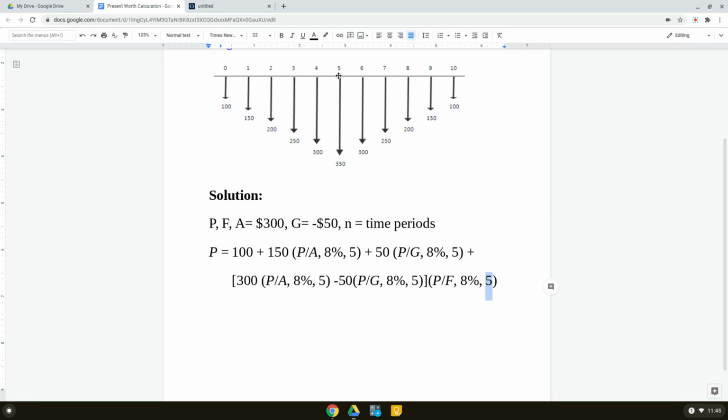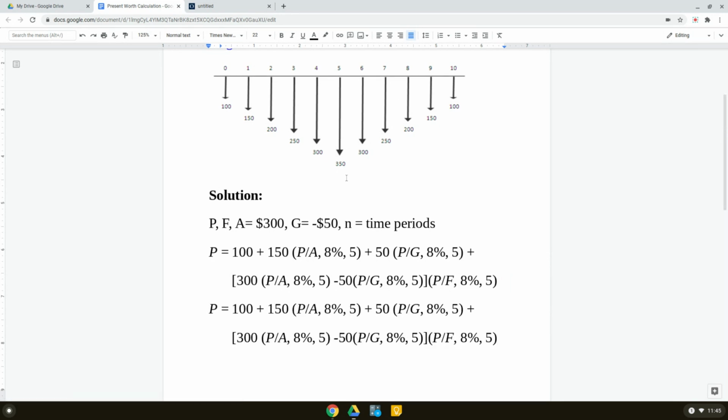How is that 5? Because we take that P value and bring it back 1, 2, 3, 4, and 5 periods. 5 periods back. So that's why it is 5. So now we have this expression that takes care of the entire cash flow diagram. Now all we need to do is plug in the factor values and solve the problem. So I will copy paste it here, and we will plug in the values.